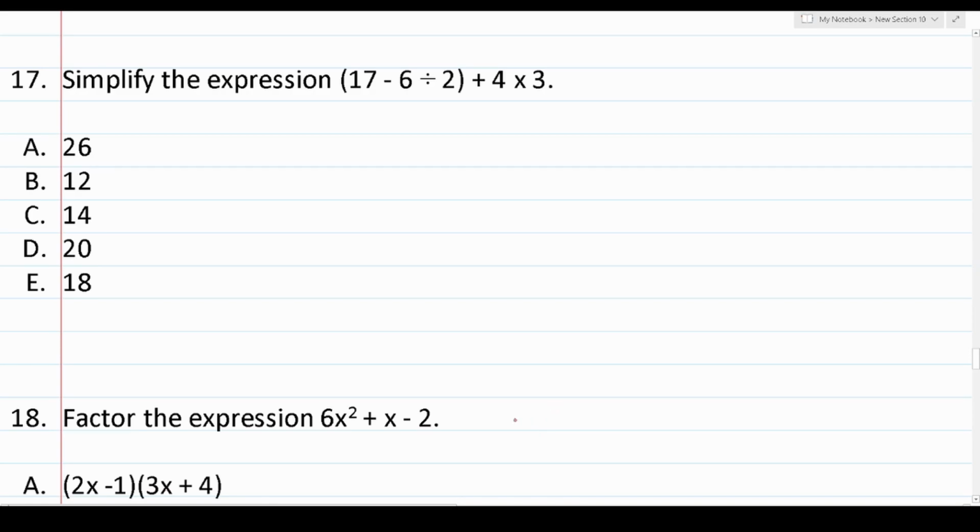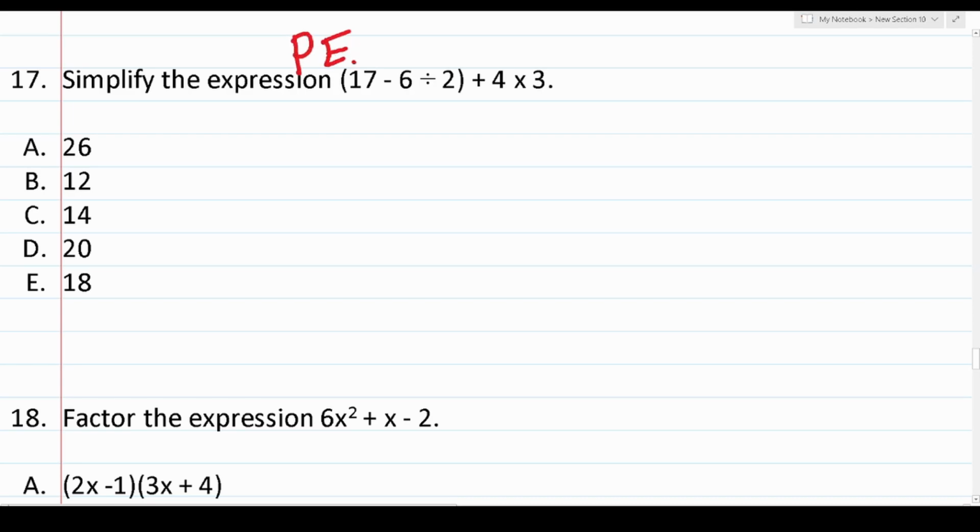Number 17 says simplify the expression. We have in parentheses 17 minus 6 divided by 2 plus 4 times 3. In order to solve this problem, we're going to have to make use of the order of operations, which is usually memorized by the mnemonic device.